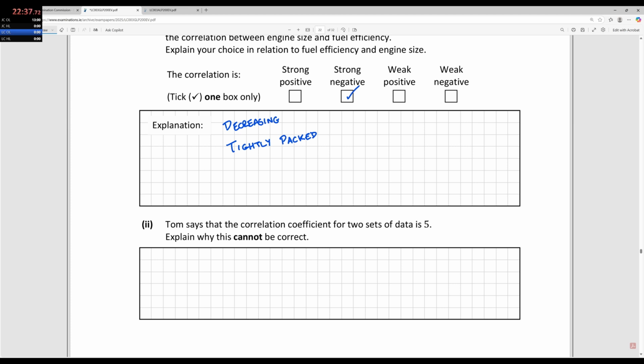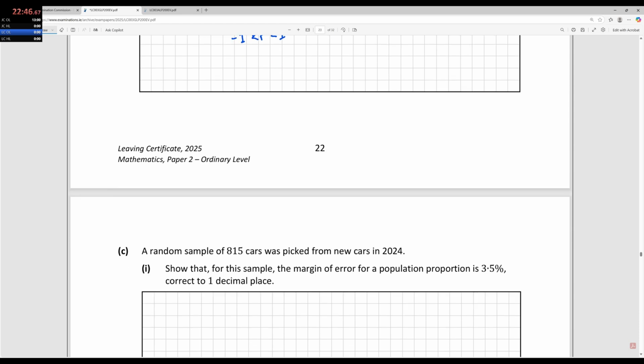Tom says the correlation coefficient of two sets of data is 5. Why is he not correct? It has to be in between -1 and 1. So Tom is incorrect.